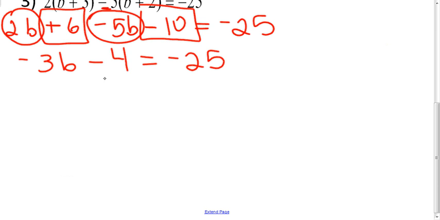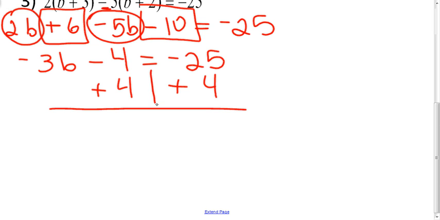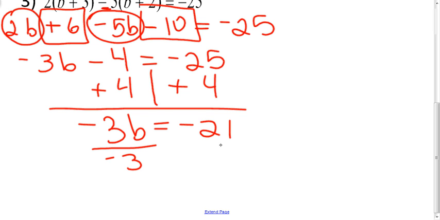I want to add this constant. It's negative 4, so I want to add 4 to zero it out. But what I do to one side of the equal sign, I must do to the other. So I am left with negative 3b equals negative 21. Divide both sides by the coefficient here, and b is equal to 7.